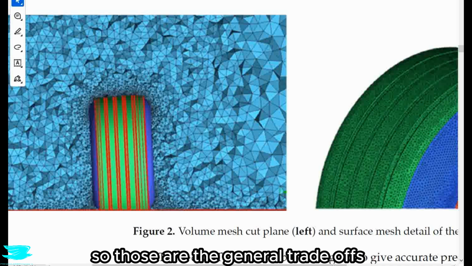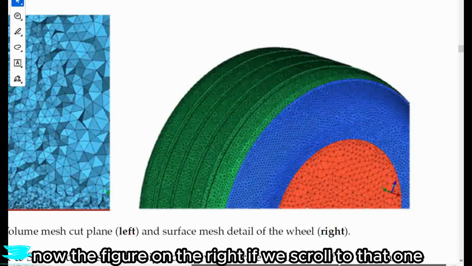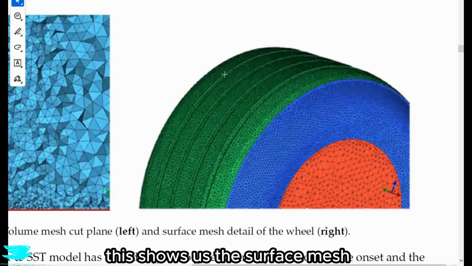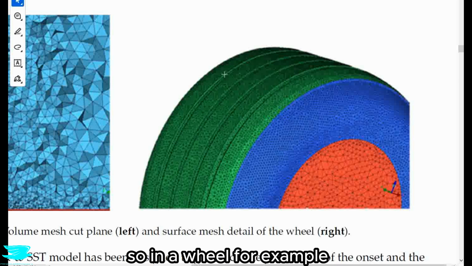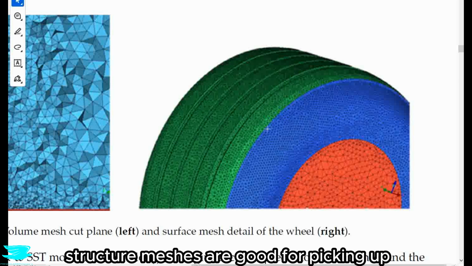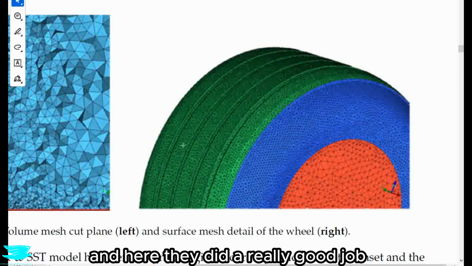So those are the general trade-offs. Now, the figure on the right, if we scroll to that one, shows us the surface mesh, and that shows us how well they picked up the contours of the geometry. So in a wheel, for example, we have quite a few sharp edges, quite a few rounded edges. Unstructured meshes are good for picking up all these different little features. And here they did a really good job.